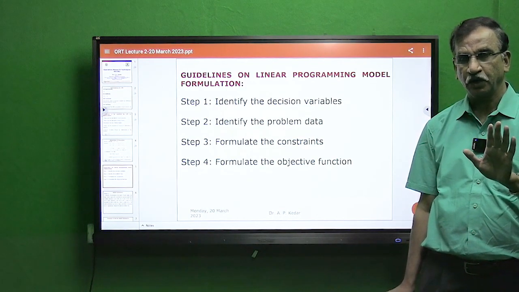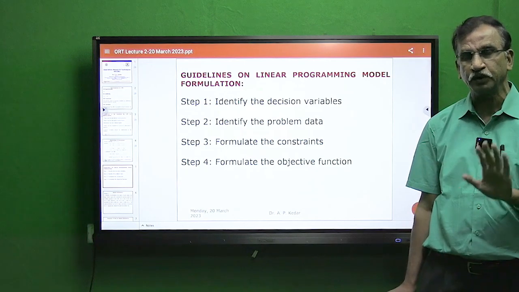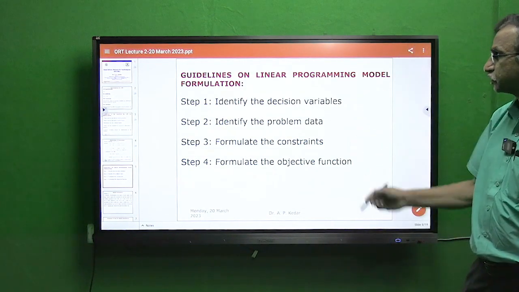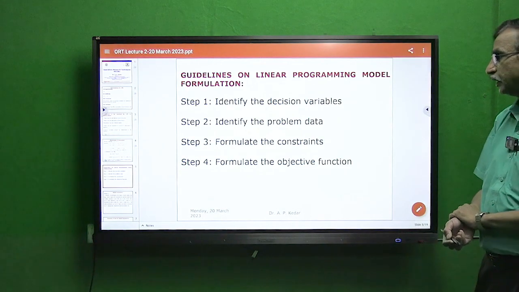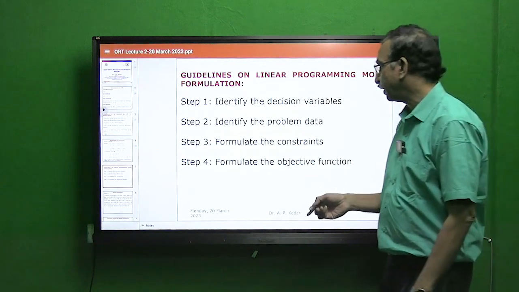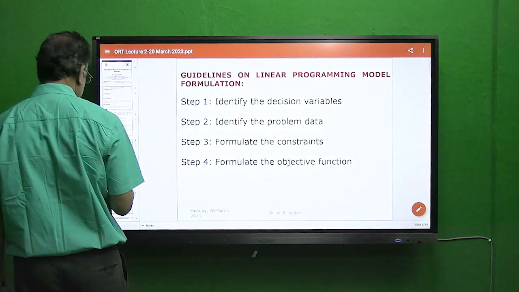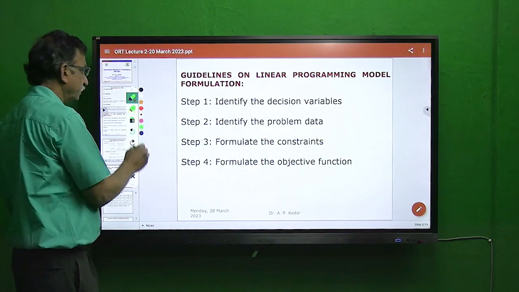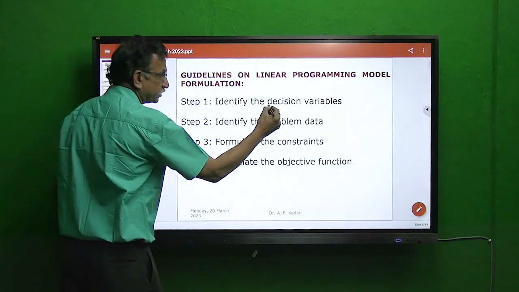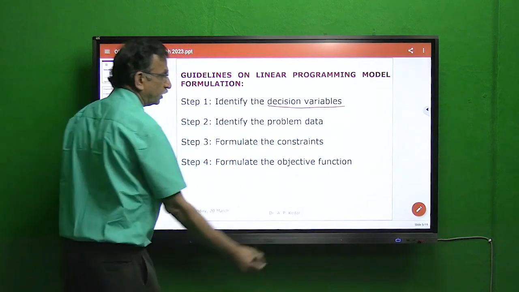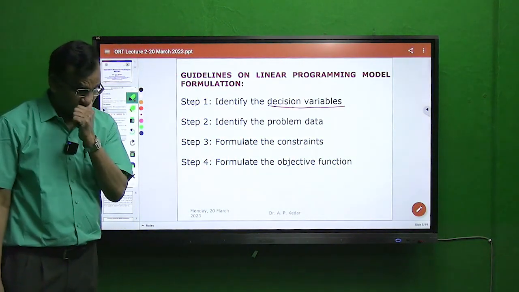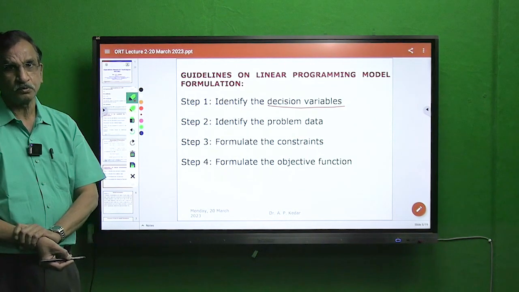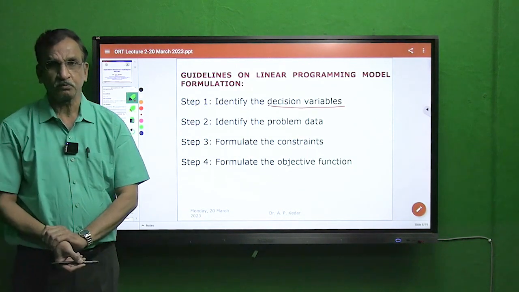So before that, we should be ready to understand what findings should be there from the problem. Here various steps are given, like step 1, identify decision variables. These are very important parameters now, and we have to meticulously follow all these steps. Unless and until we carry out this particular process of identifying decision variables from the given data, we are unable to formulate the linear program for the given situation.